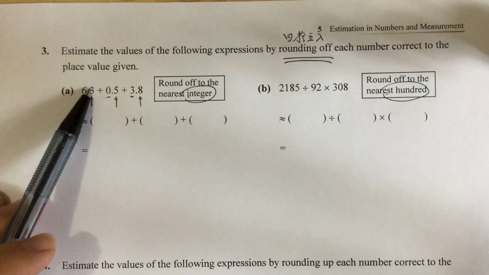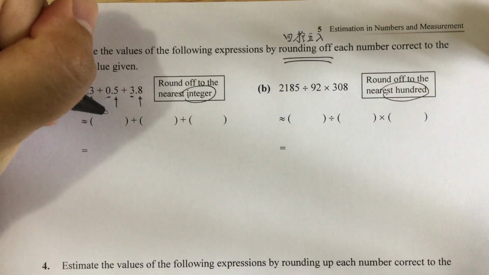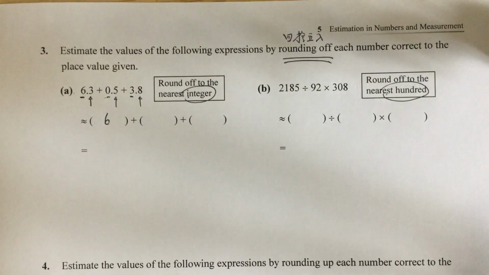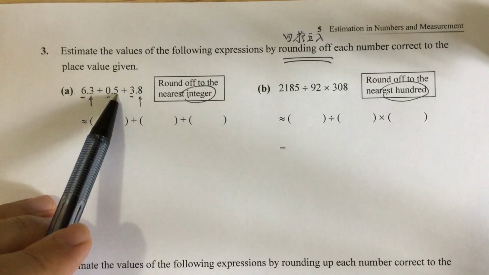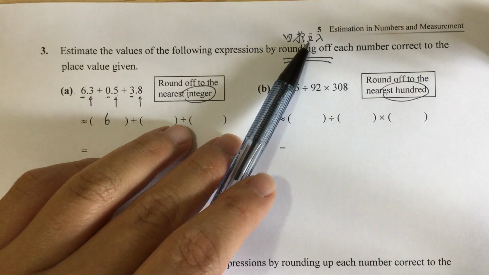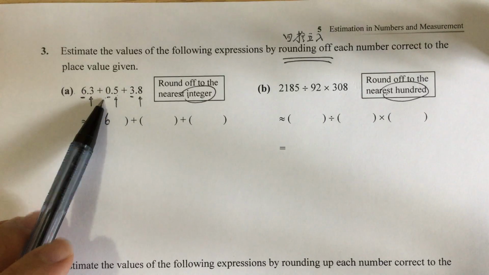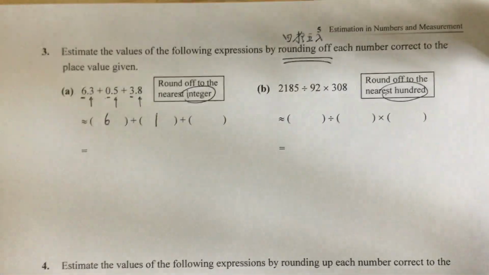For 3, it is smaller than 4, so I do not count it. So we will make it as 6. For 5, you will see 5 is bigger or equal to 5, so that means I will count it one more for 3. So 0 plus 1, that will be 1.